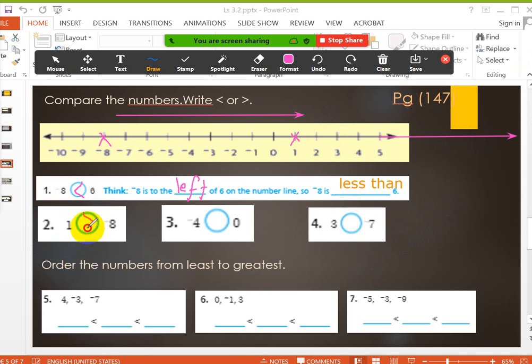The symbol goes in this direction. Thank you so much. Very good. You asked me to show you the 8 and 1. Okay, thank you so much, Serena.